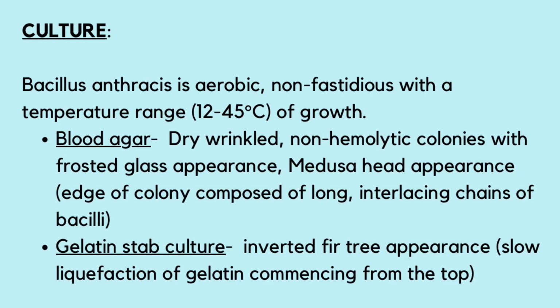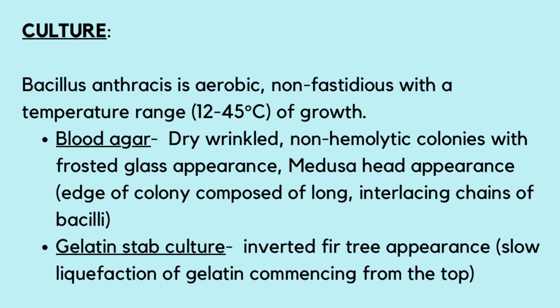Culture. Bacillus anthracis is aerobic, non-fastidious. It grows in ordinary media and has a temperature range of 12 to 45 degrees Celsius for growth. On blood agar, Bacillus anthracis produces dry, wrinkled, non-hemolytic colonies with a frosted glass appearance. Sometimes the edge of the colony is composed of long interlacing chains of bacilli. It resembles locks of matted hair, and this is called medusa head appearance.